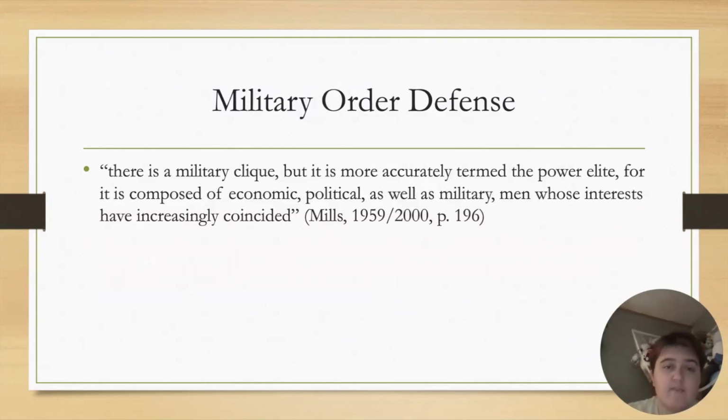The military has become part of the power elite because there is an overlap between the interests of the military powers and the power of the government and economy. Mills says that there is a military clique, but it is more accurately termed the power elite, for it is composed of economic, political, as well as military men whose interests have increasingly coincided. This means that the power of the military is now working with other members of the economic and political powers, and that means it is easier to target what those members want because they have the resources and availability to get what they want.